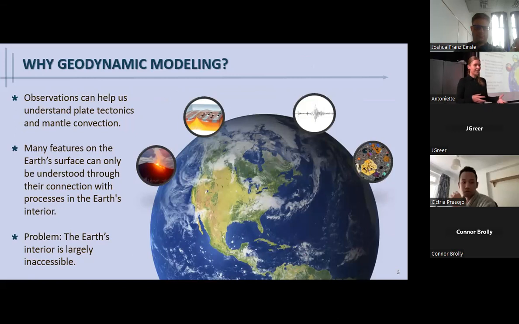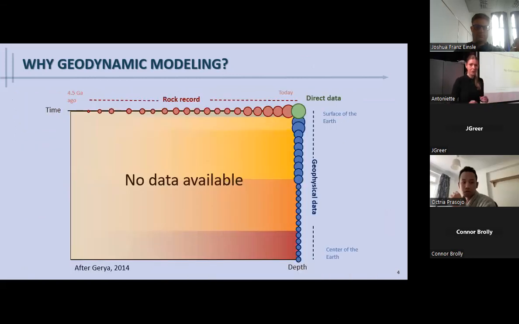But the problem with that is that the Earth's deep interior is mostly inaccessible. Just to illustrate that, I have this plot here that shows us what data we have. Most of the data we have are where this green dot is. So that's at the surface of the Earth and at the present day. We can go along the horizontal axis here back in time because we have the rock record that tells us how the Earth's surface has looked in the past.